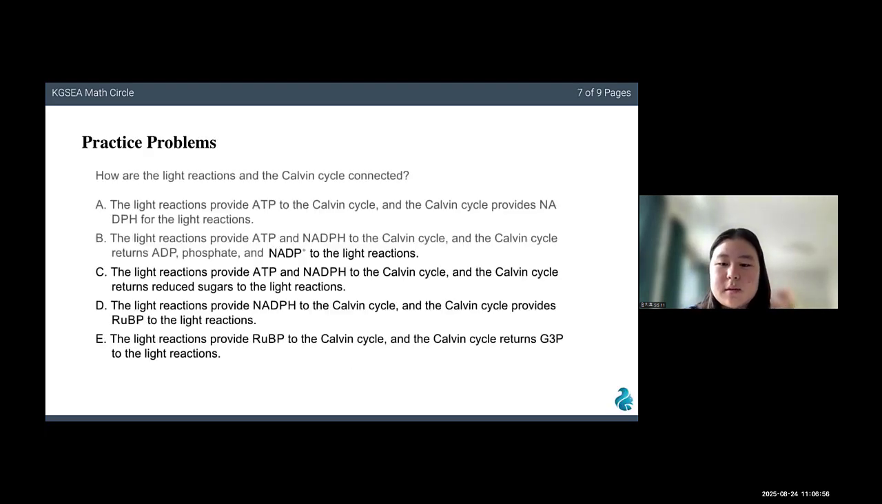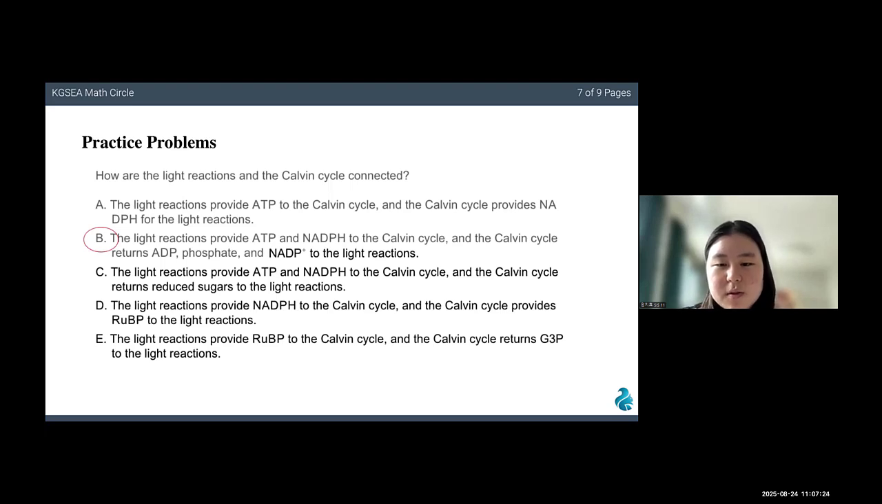Now let's take a look at practice problems using the knowledge we just learned. First question is, how are the light reactions and the Calvin cycle connected? The correct answer is B. The light reactions provide ATP and NADPH to the Calvin cycle, and the Calvin cycle returns ADP, phosphate, and NADP+ to the light reactions. The light reactions and the Calvin cycle are tightly connected and dependent on each other.